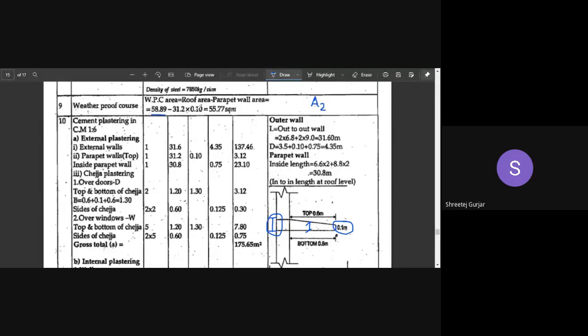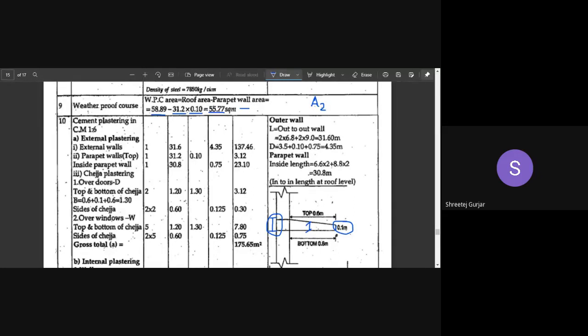The length of the parapet wall we had calculated was 31.2, right? So 31.2 into your parapet thickness. Parapet thickness is 10 centimeters, so it is 0.1. Length into thickness will give you the area of the parapet wall, which we reduce from the total area of the roof. So I will get the area required for the weatherproof course, that is 55.77 square meters.